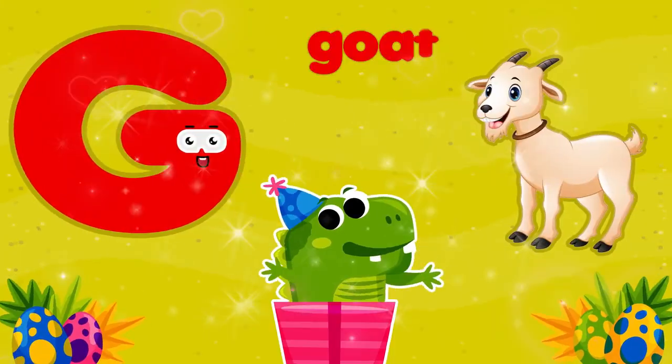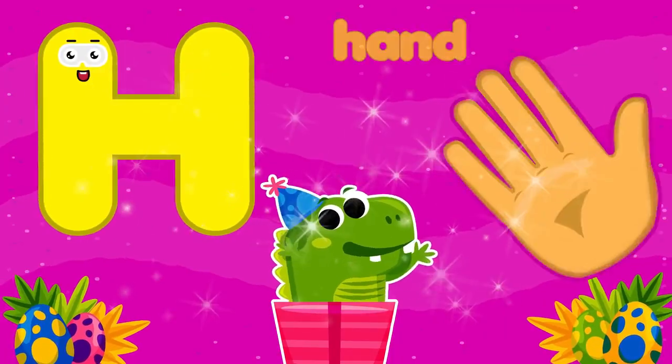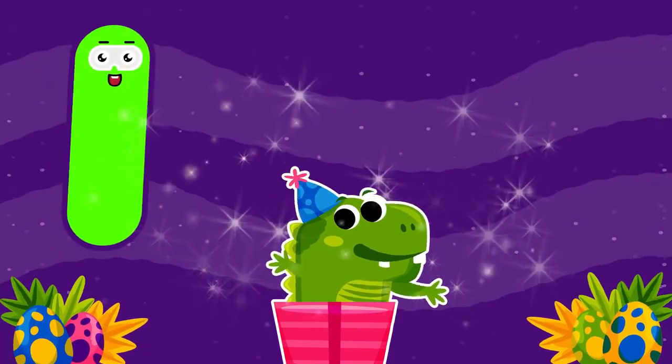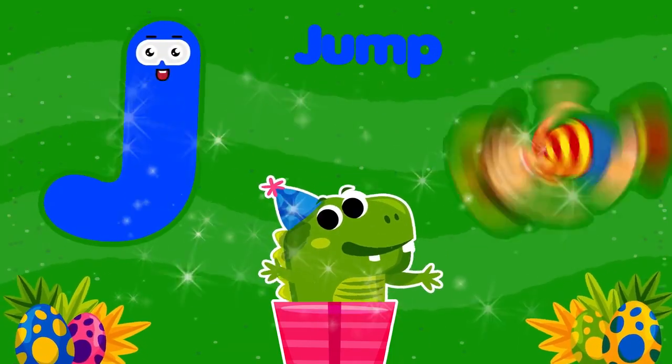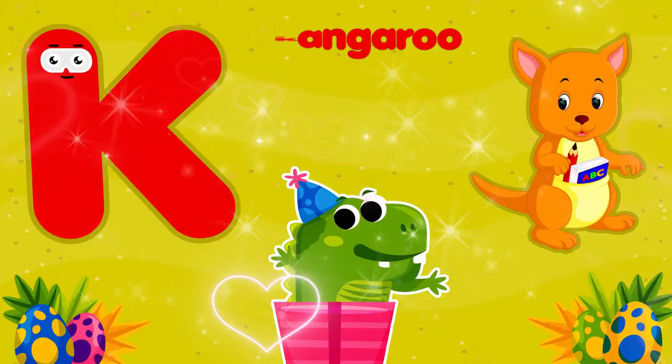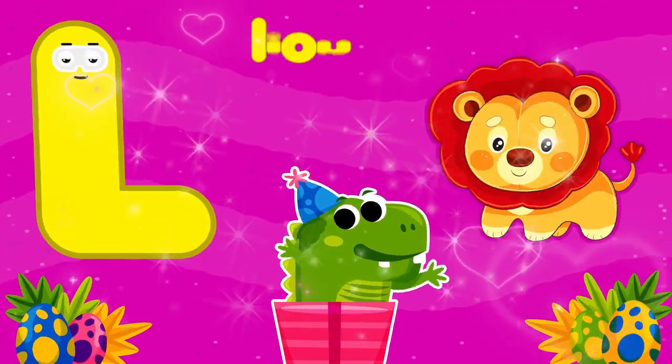G is for goats, goats. H is for hand, hand. I is for igloo, igloo. J is for jump, jump. K is for kangaroo, kangaroo. L is for lion, lion.